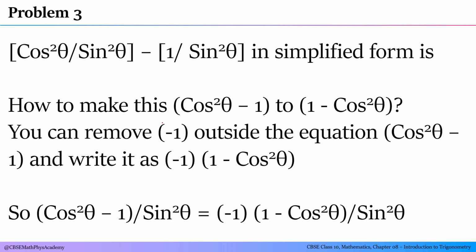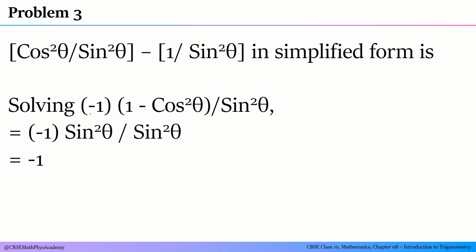So you simply need to remove minus 1 outside as a common factor, so that cos square theta minus 1 will be written as minus 1 taken outside and it becomes 1 minus cos square theta. So this value you are going to substitute in the place of cos square theta minus 1 and the equation becomes minus 1 into 1 minus cos square theta by sine square theta.